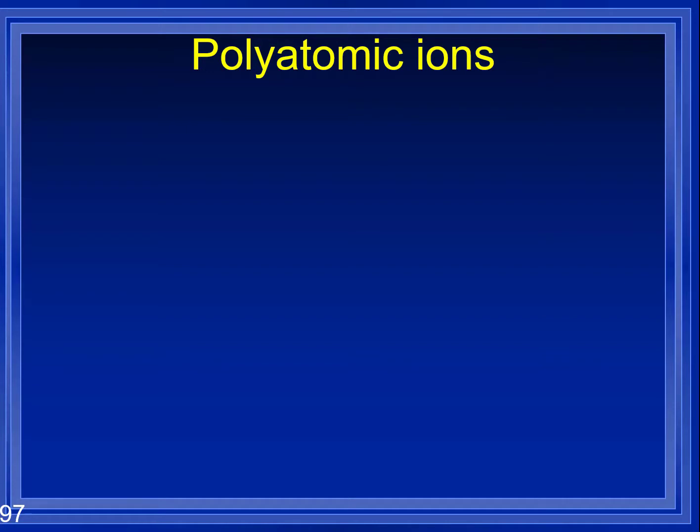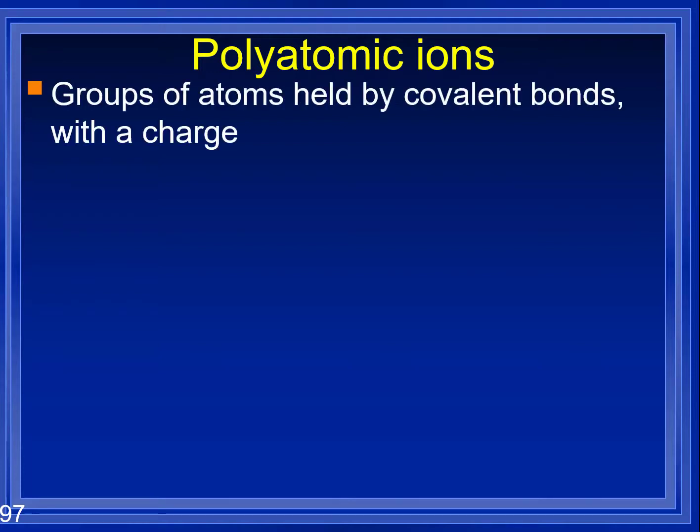Polyatomic ions. The prefix poly, what does it mean? More than one, multiple, right? Atoms. More than one atom ion. So an ion made up of more than one atom. Okay? So a polyatomic ion is a group of atoms held together by covalent bonds with a charge.